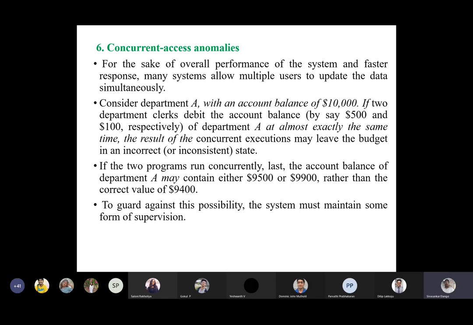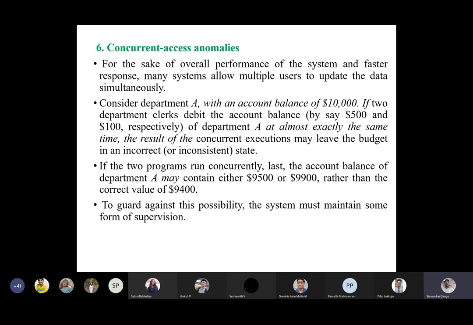So if two programs run concurrently, the account balance of department A may contain either $9,500 or $9,900 rather than the correct value of $9,400, right? To guard against this possibility, the system must maintain some form of supervision. There must be some log-based protocol which ensures that the transactions occur sequentially, one after another, right?